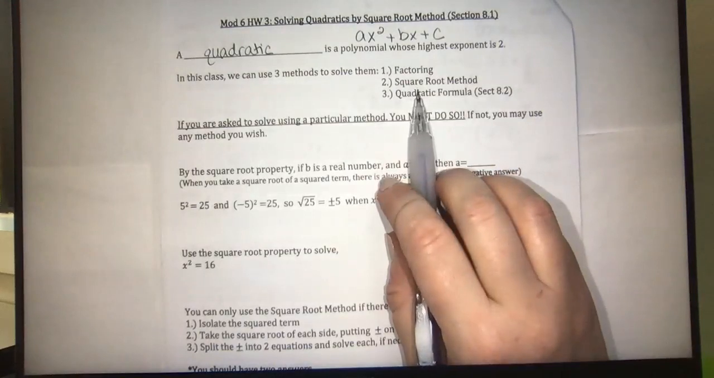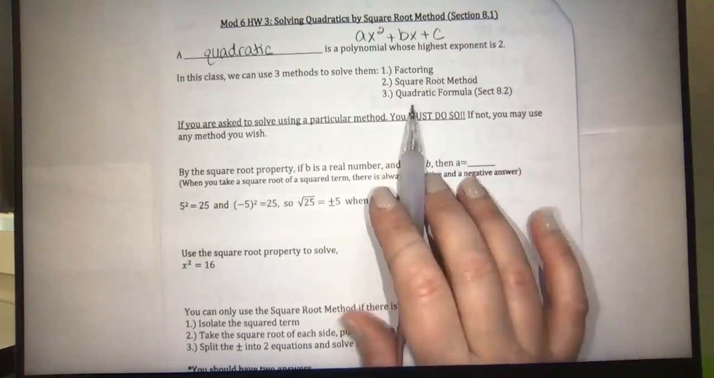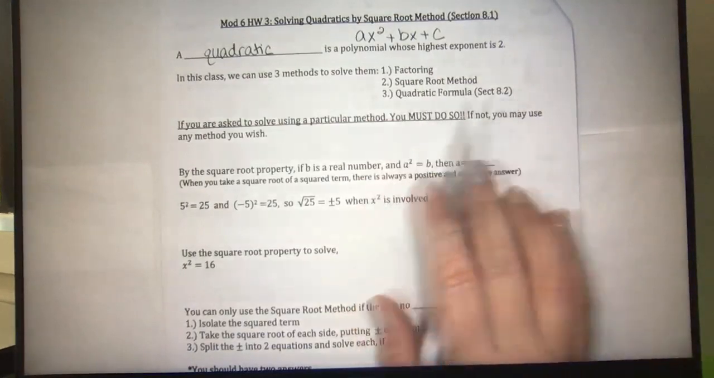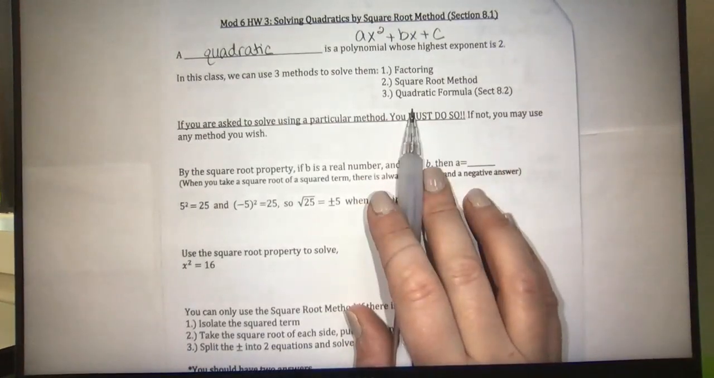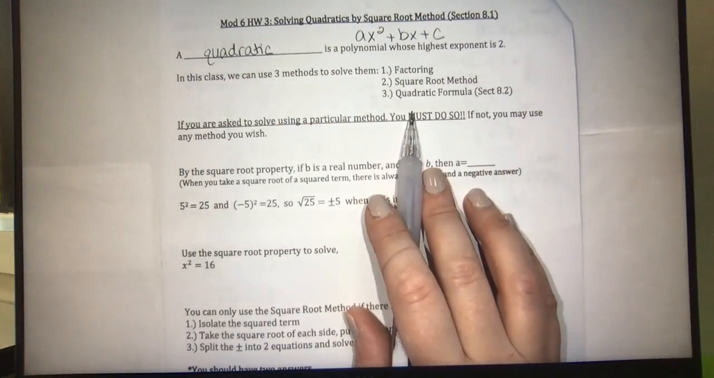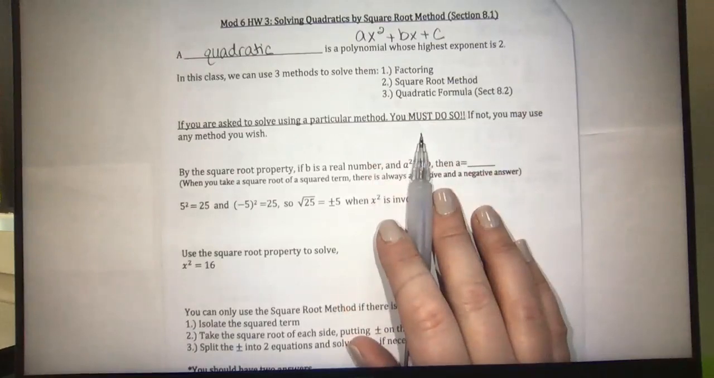Now we're going to do the square root method. Super easy and fast. And then when all else fails, we have the big boy, the quadratic formula, which is also very easy. It's just time consuming, right? So we're going to make sure you know how to do all 3.